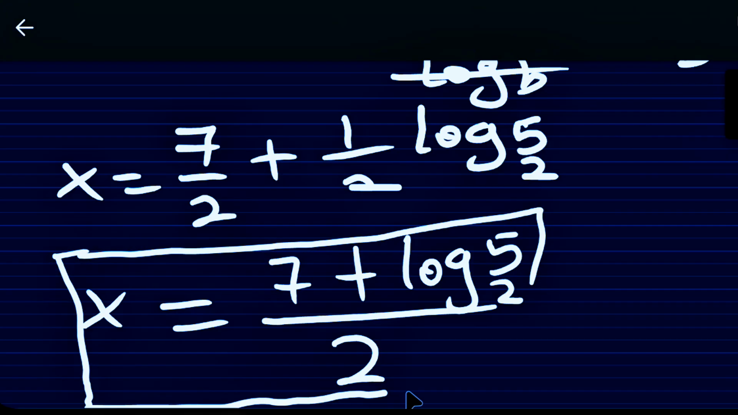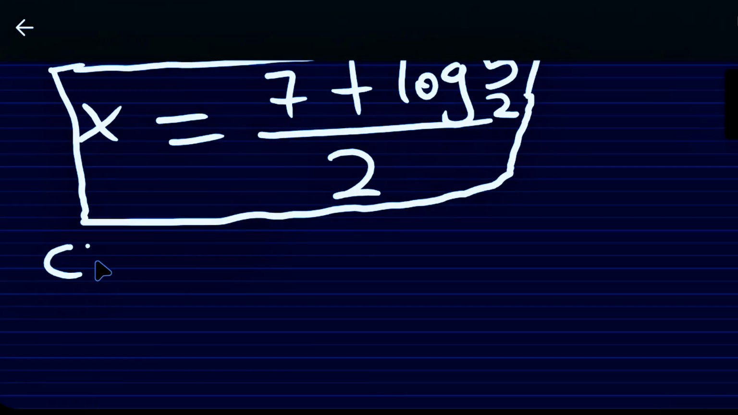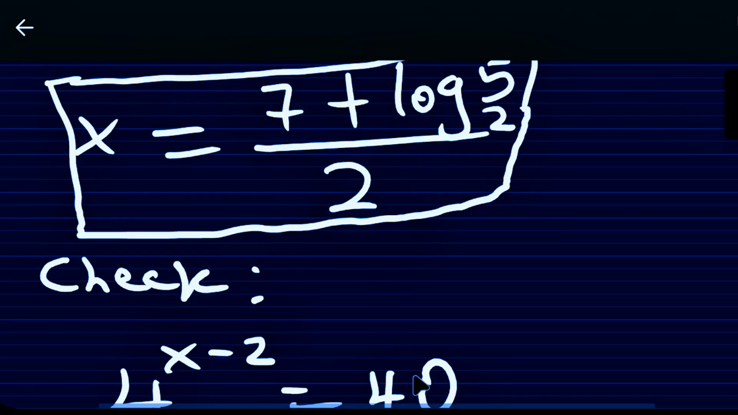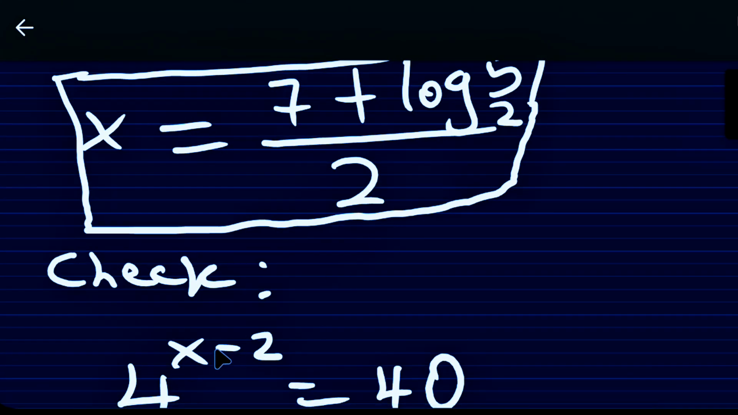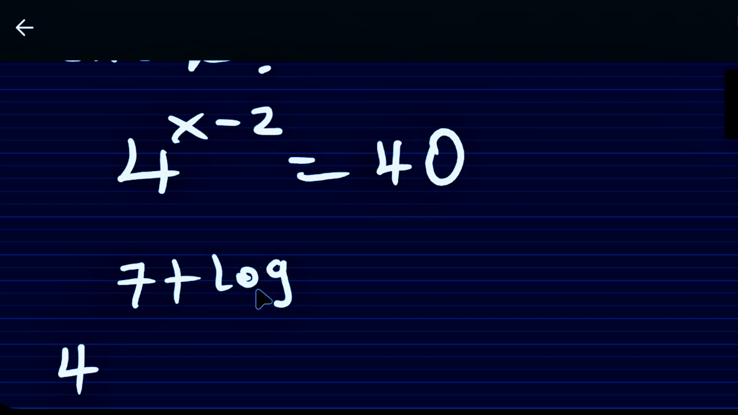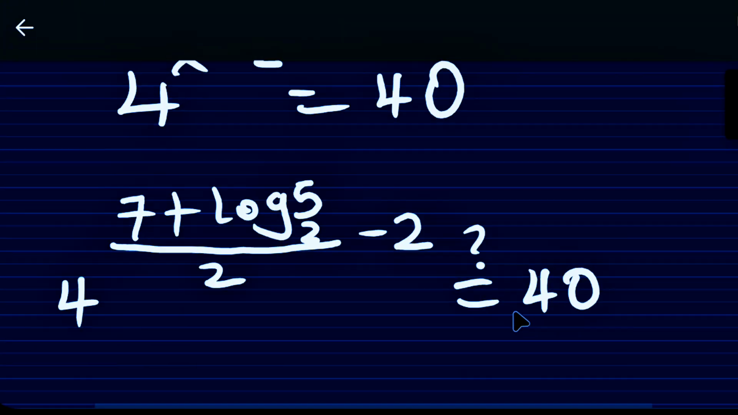This is the value of x that we are expected to find in this given equation, but we want to check to see if this will satisfy the equation. Okay, so we are checking this, and our equation is 4 exponent x minus 2, and this equals 40. Now the value of x is this, so we are going to substitute it here. So if we do that, we are going to have 4 exponent (7 plus log 5 base 2) divided by 2, minus 2, and is this equal to 40? We are trying to confirm that.